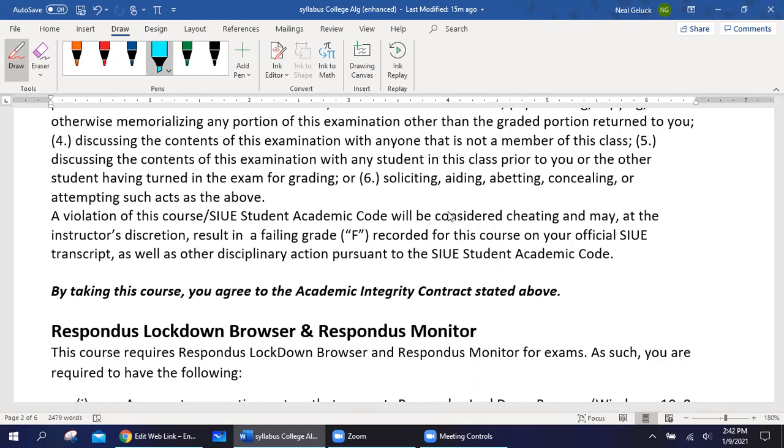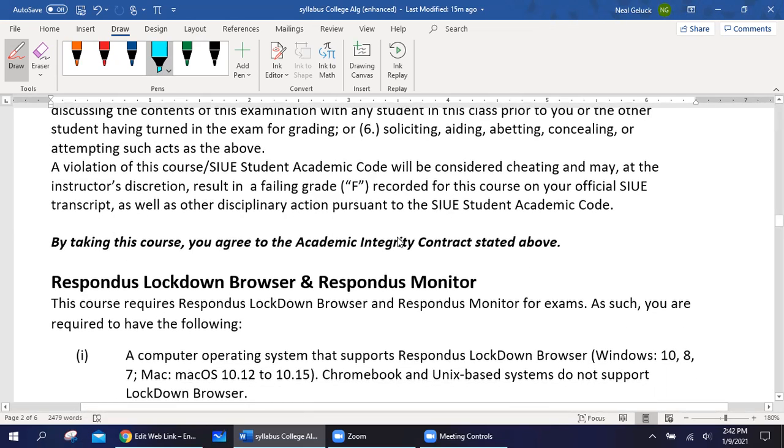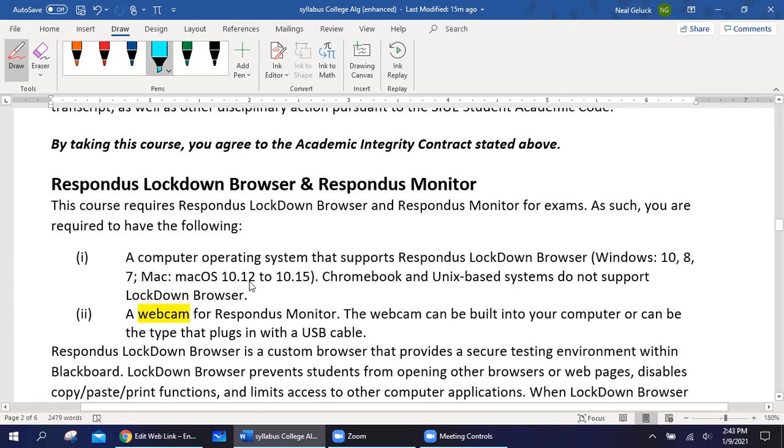As far as Lockdown Browser, if you have not used that before, you do need to download it. It'll be a program. You need a computer that works with it. As of right now, Chromebook does not support Lockdown Browser. There was talk of getting it to be able to support it, but I don't know if that's happened yet. But if you have a Mac or a PC, you should be good, most likely.